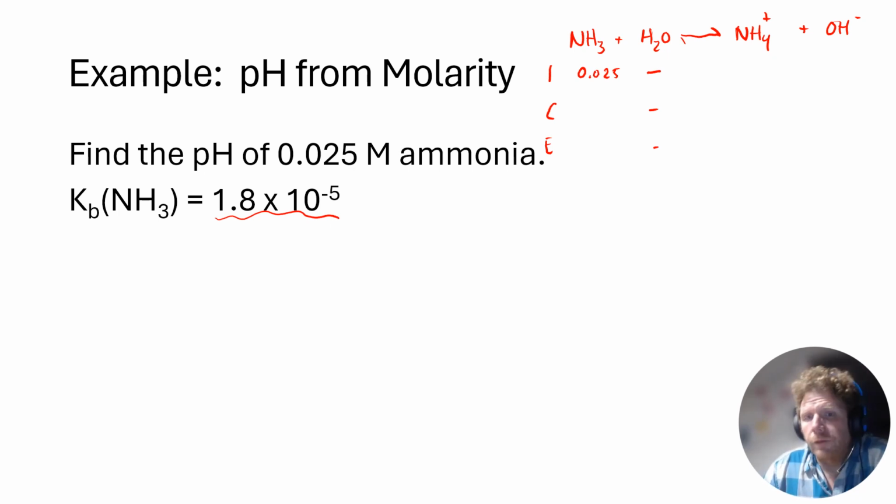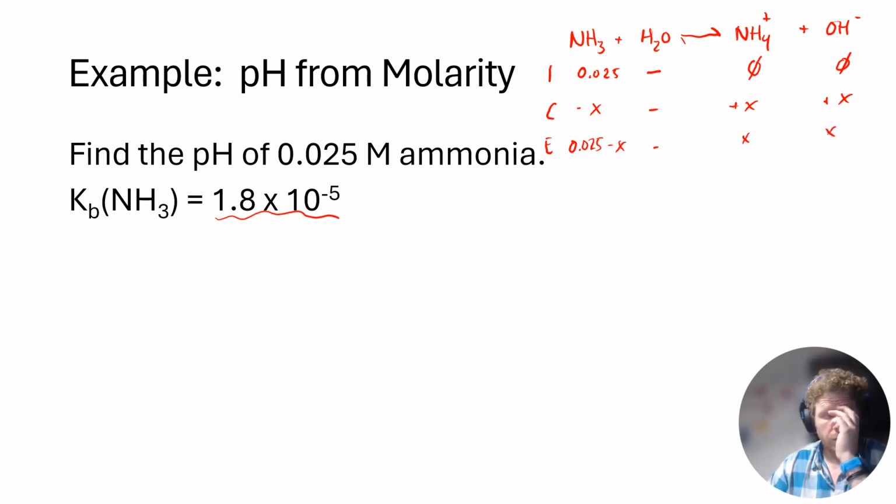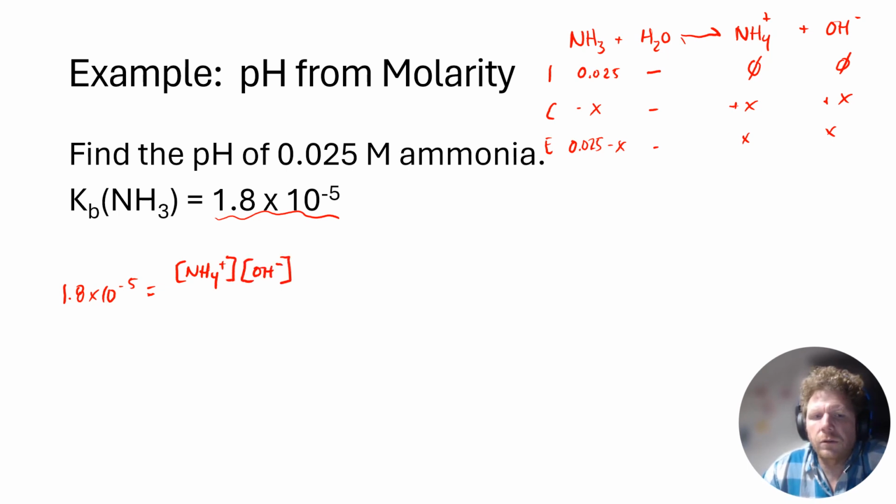Our initial concentration of ammonium is 0, hydroxide is 0. We subtract X, we add X, and we add X. At equilibrium we have 0.025 minus X, X, and X. So our KB, that base constant, is 1.8 times 10 to the negative fifth, equal to NH4 plus times OH minus divided by NH3.